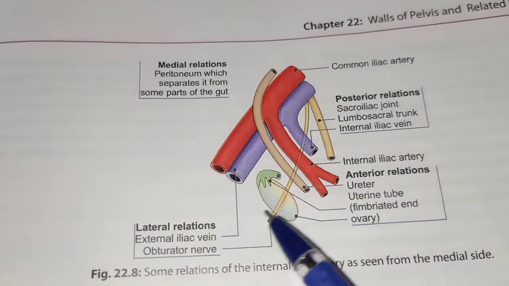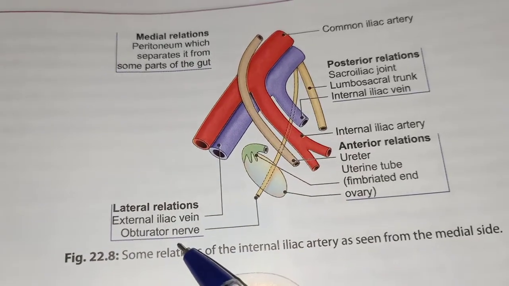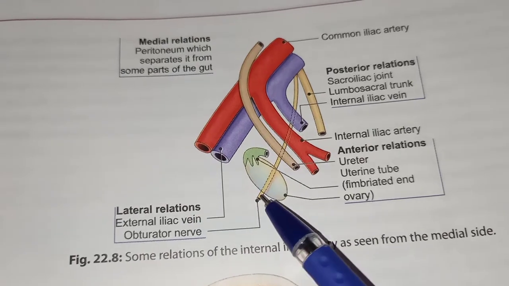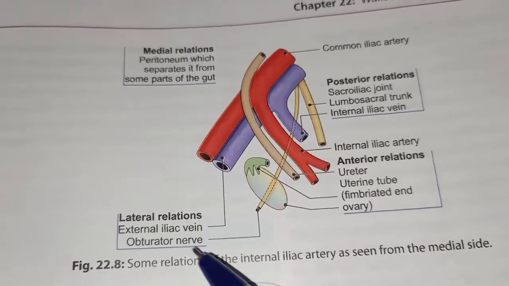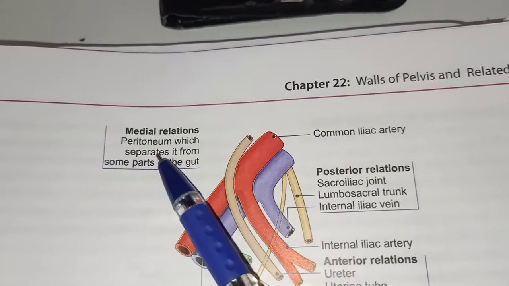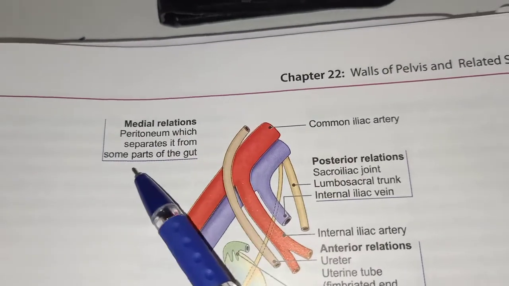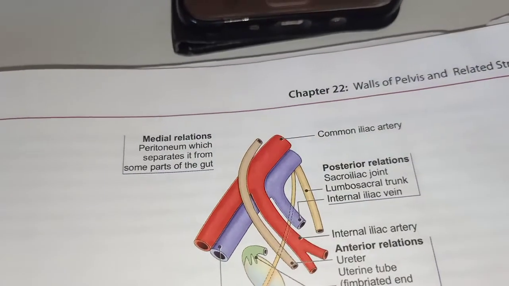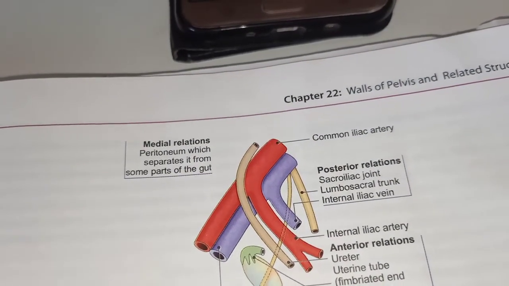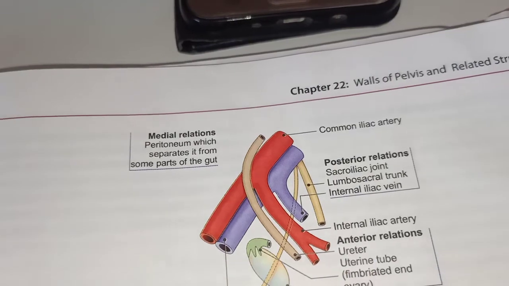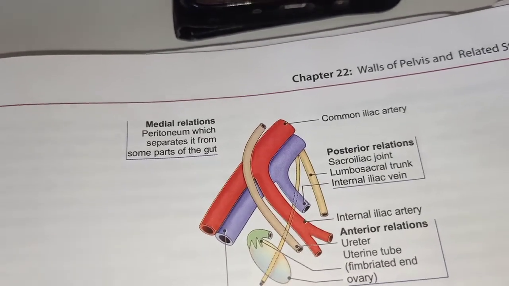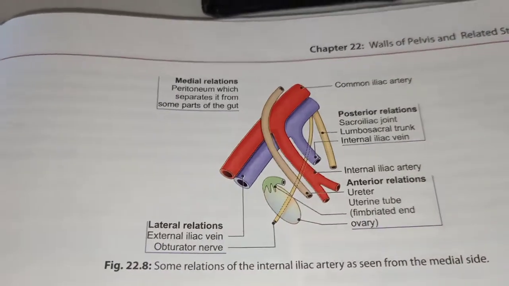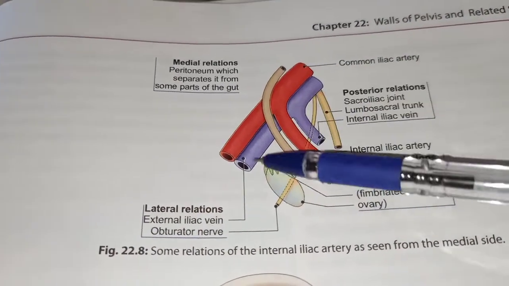The lateral relation would be the external iliac vein and the obturator nerve. Okay, so the lateral would be the external iliac vein and the obturator nerve. And the medial relation would be the peritoneum, which separates it from some parts of the gut. So the medial relation is the peritoneum, which separates it from some parts of the gut, like the terminal part of the ileum, the sigmoid colon. Okay, so these relations you have to remember. These relations of the internal iliac.